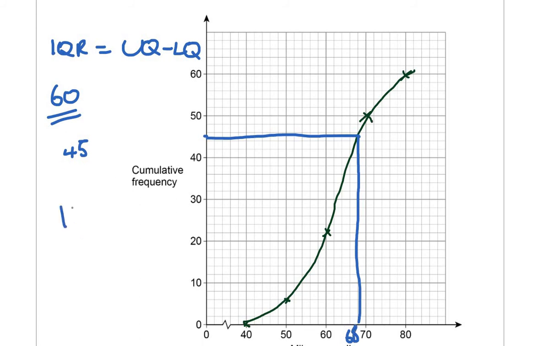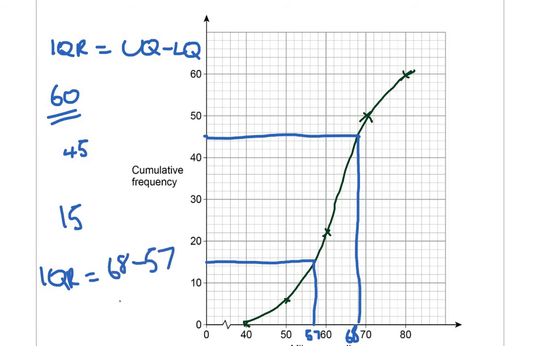The lower quartile is going to be at the 15th position, so that's here. And we draw along to the curve and down, and we can see this is about 52, 54, 56, 57. So our interquartile range is 68 minus 57, and that's 11.